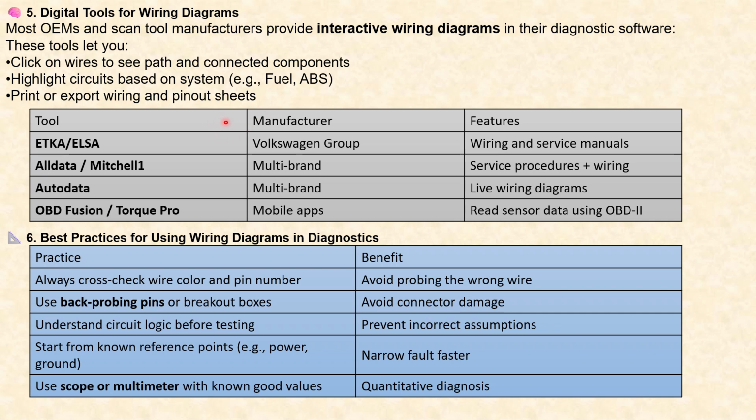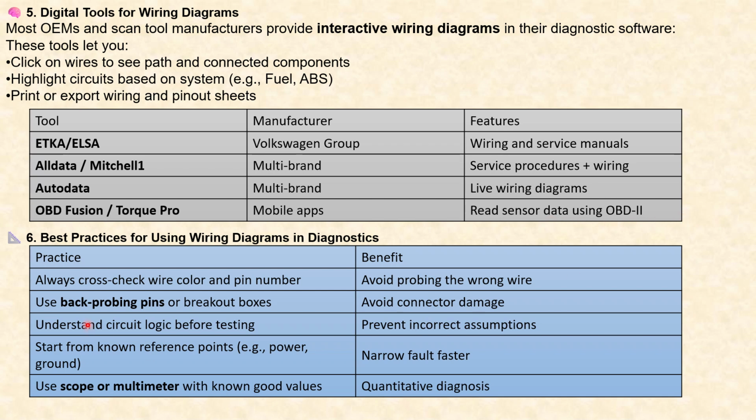All right, now let's see the various tools used by various brands. For example, Volkswagen uses ETKA or ELSA, and the main feature is wiring and service manuals. Next is ALLDATA Mitchell, a multi-brand service procedures plus wiring. Autodata has multi-brand live wiring diagrams, and OBD Fusion and Torque Pro are mobile apps that read sensor data using OBD-II.